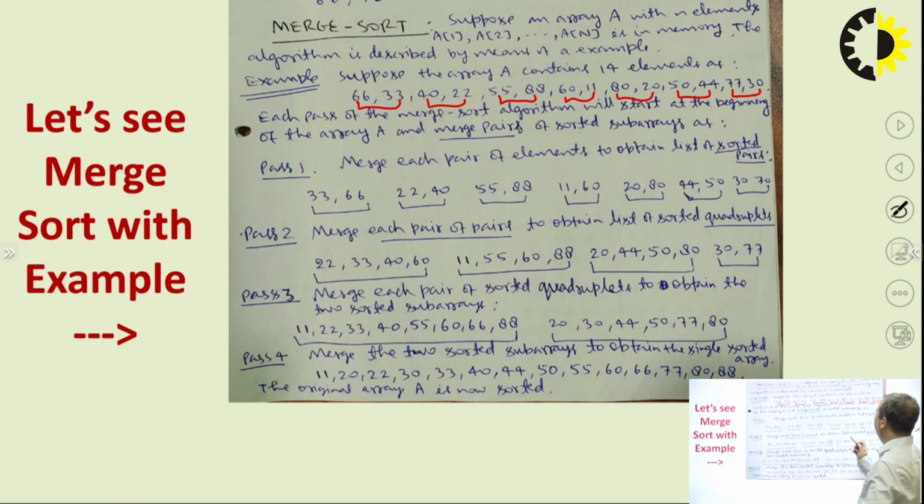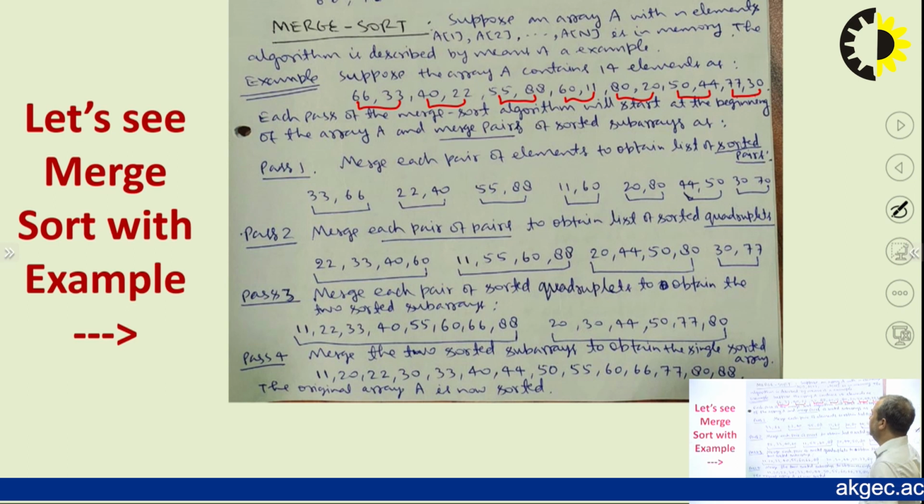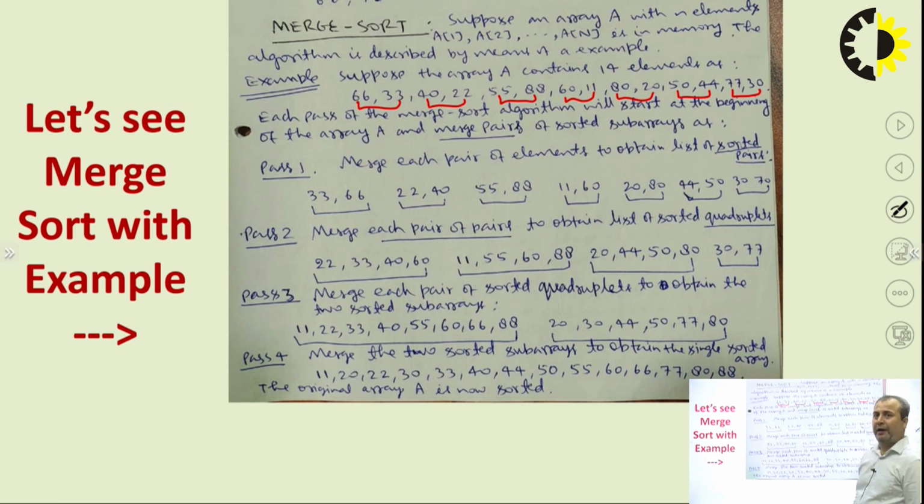So in pass one, we merge each pair of elements to obtain a list of sorted pairs. Now we sort them individually. When we have paired two elements, we sort them so that whichever is lesser comes first. So 66 and 33, how do we sort? The second element is lesser, so we swap to 33, 66. Again here we swap because 22 is lesser, so it comes first, like this. So in pass 1 we have created sorted arrays of 2 elements.